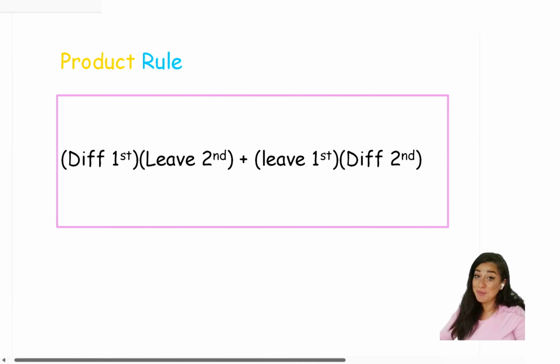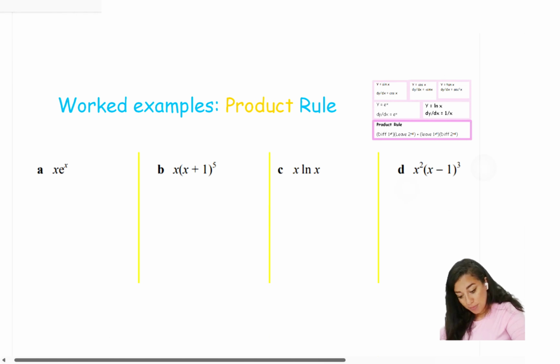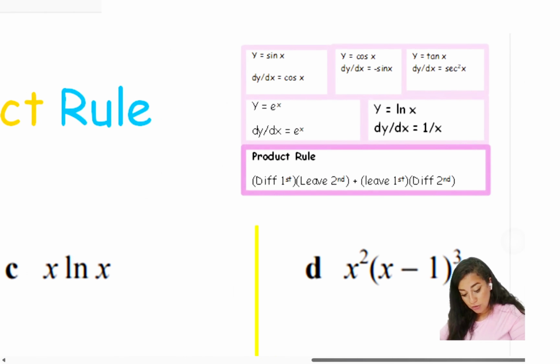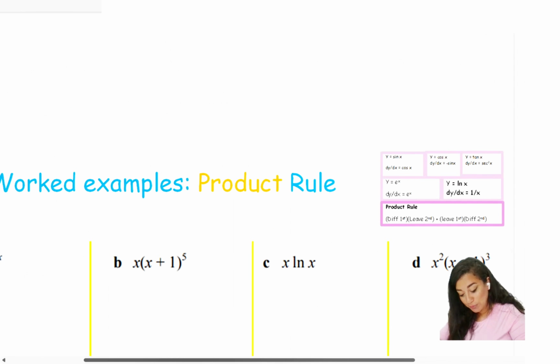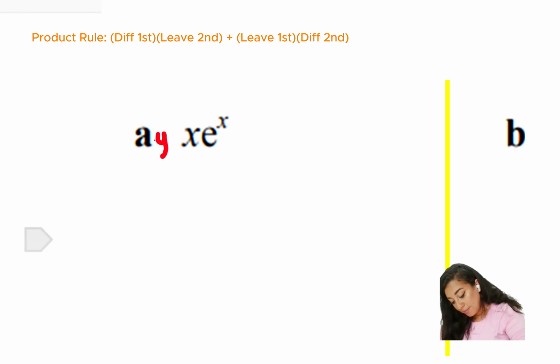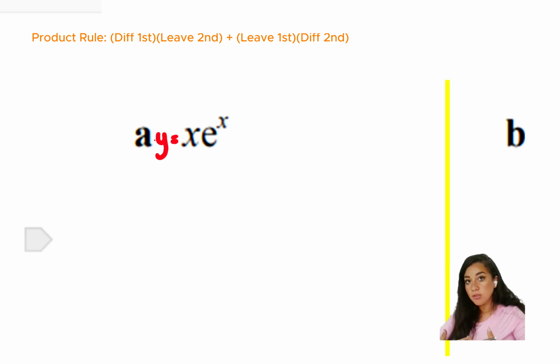Now let's look at a few examples and answer the questions. At the top, these are just a bit of a reminder. So if you need to just quickly look at them, let's move on. Remember all the differentiation? Let's go. So we've got y equals x times e to the power of x. They're being multiplied, so it's a product rule.